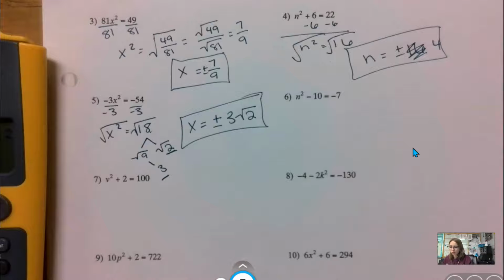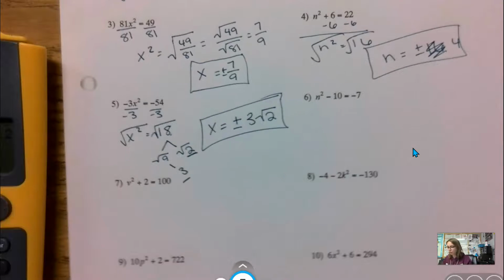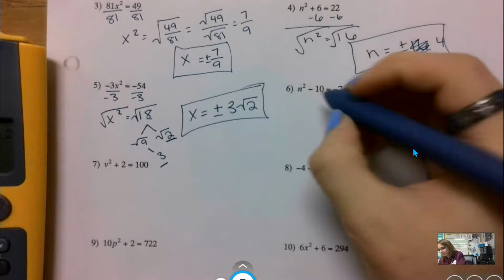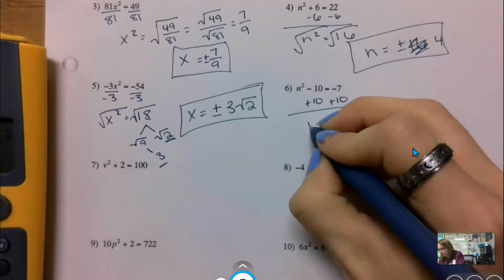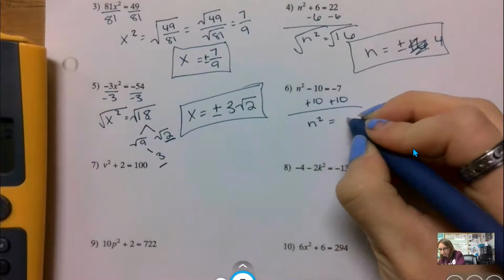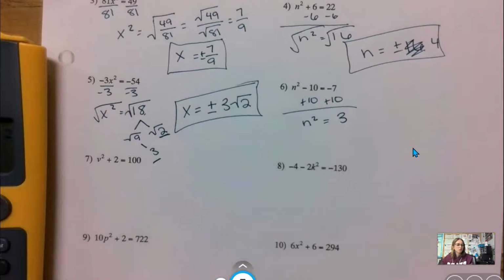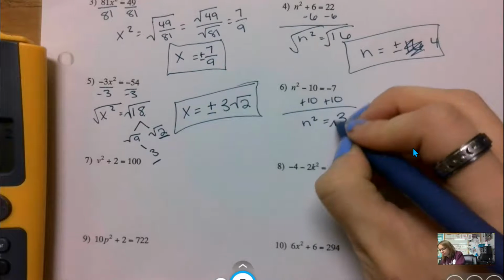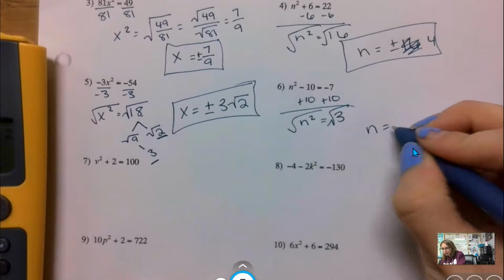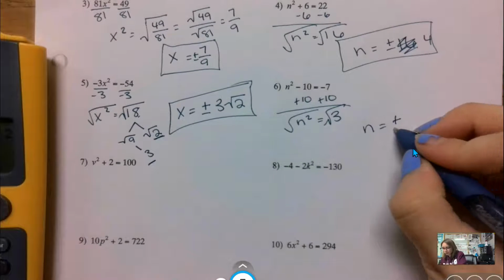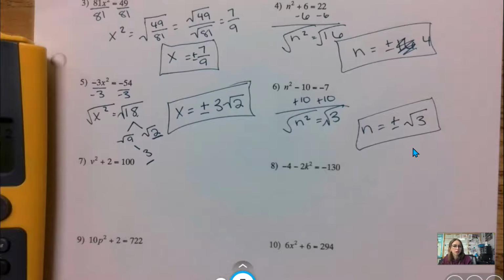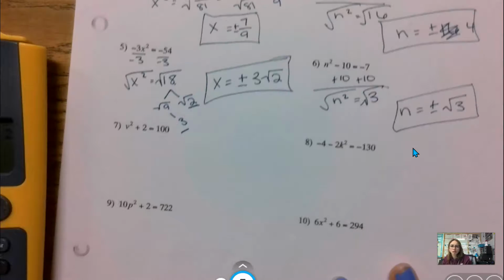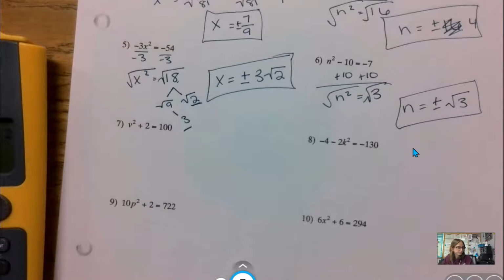Alright, now let's look at the next one. So we are going to add 10 to both sides, and when we do that, we get n squared equals 3. Once again, not a perfect square. So n is just going to be positive or negative radical 3, because 4 cannot go into it. And so that is what we are working with there.